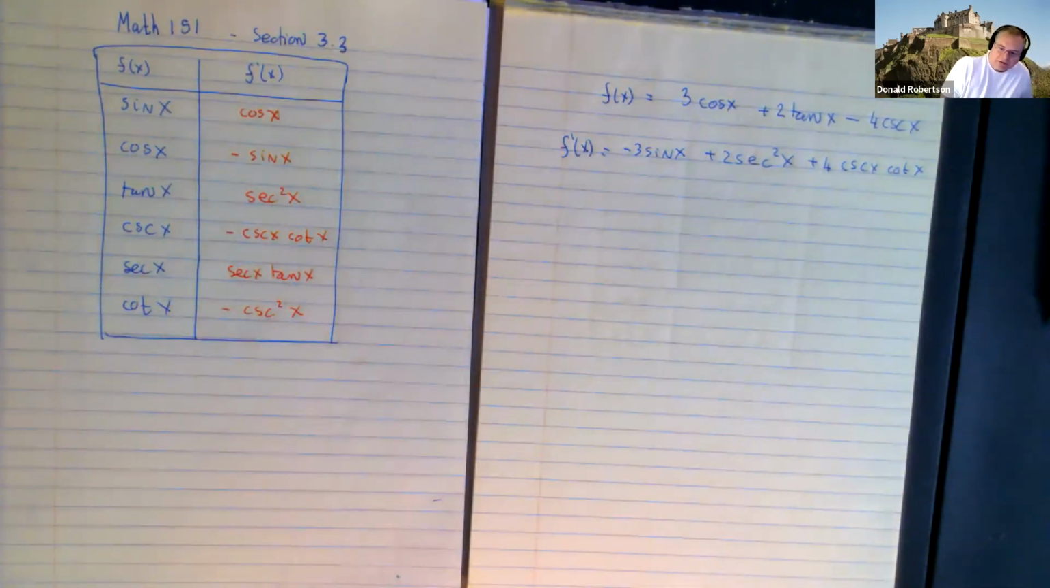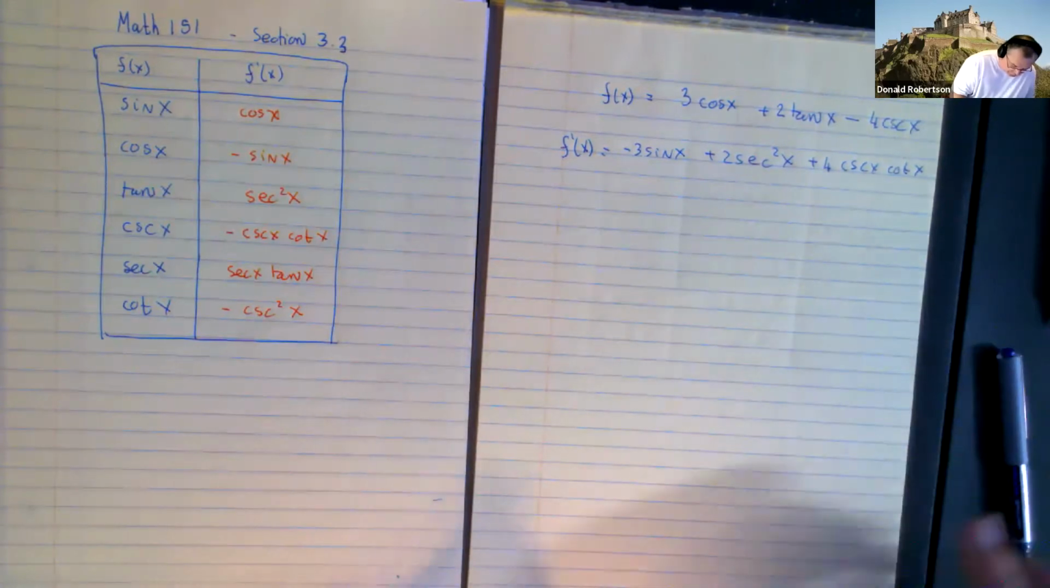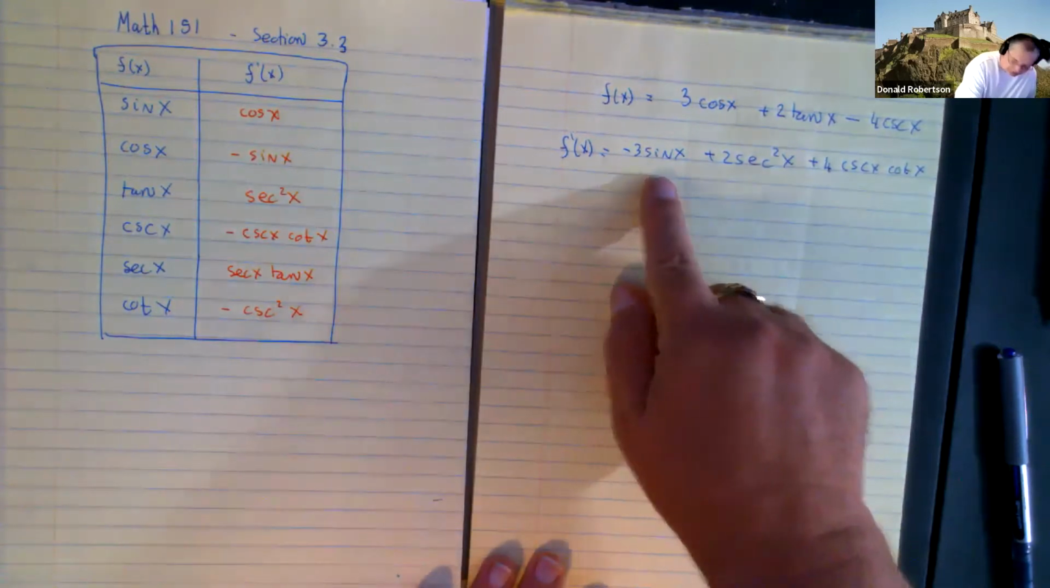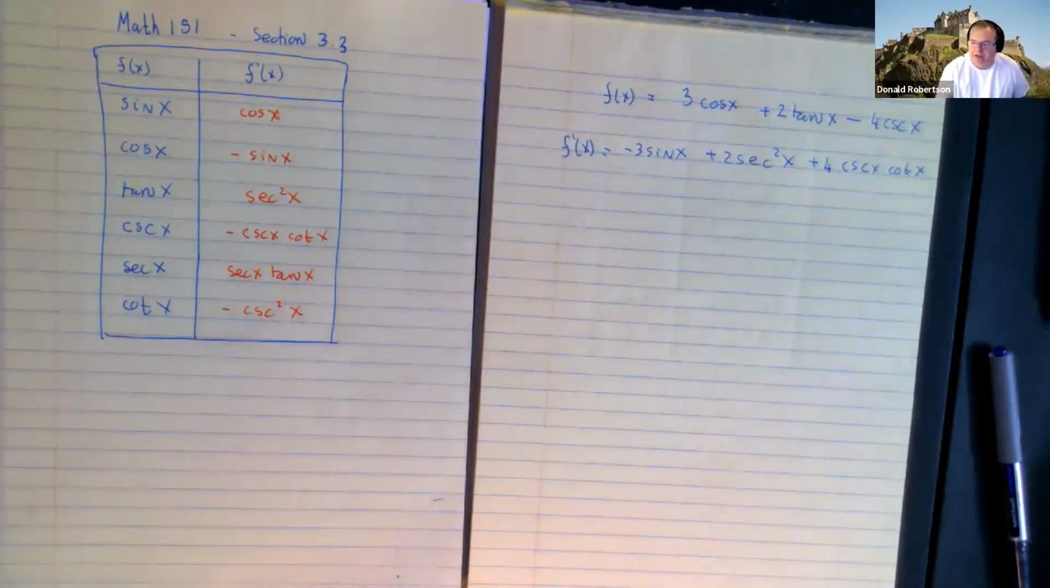Now, the usual rules of style points apply. Does it look like the original? Yeah, it does. Can I factor anything? Nope. And if there's a trig identity floating about, can I use it? I think, again, the answer is no. So this answer is as good as it's ever going to get, which isn't very nice, but that's the answer.